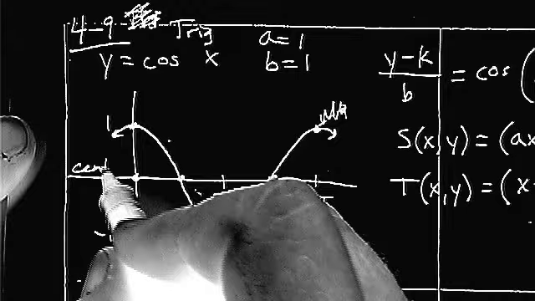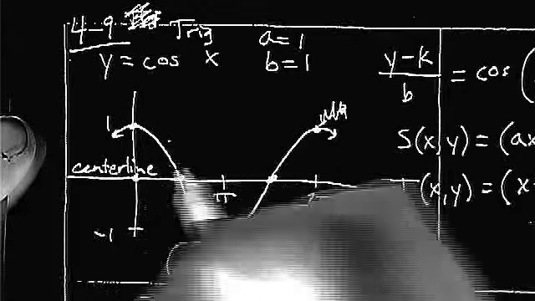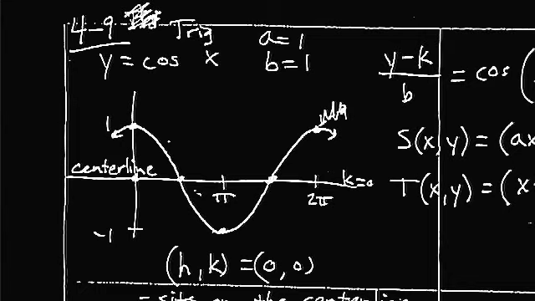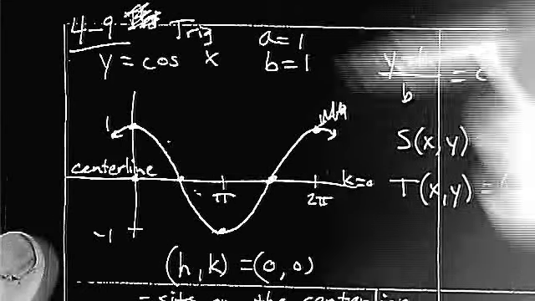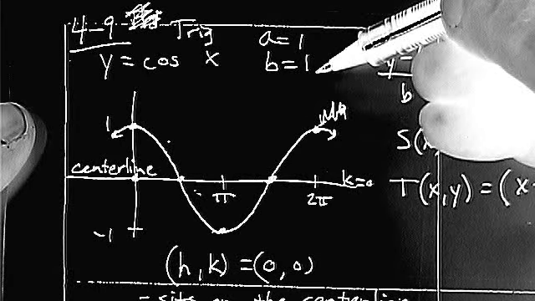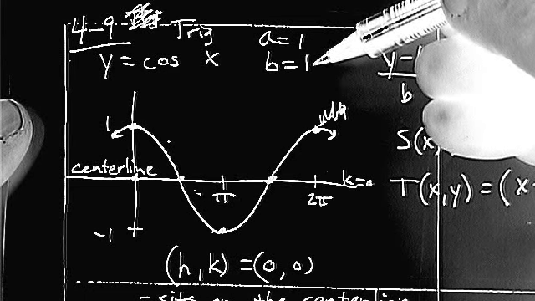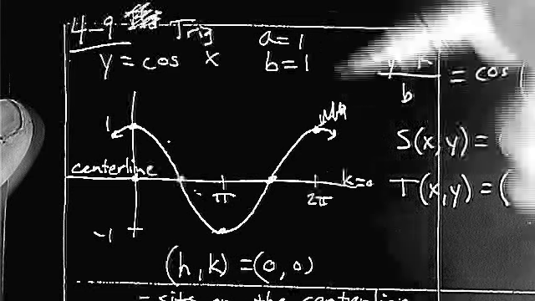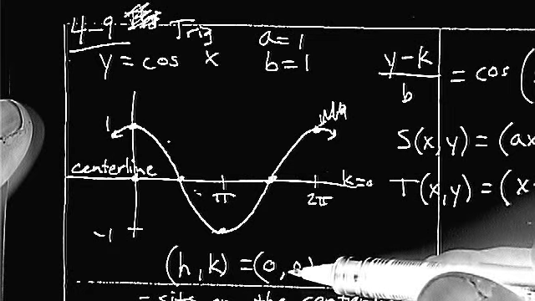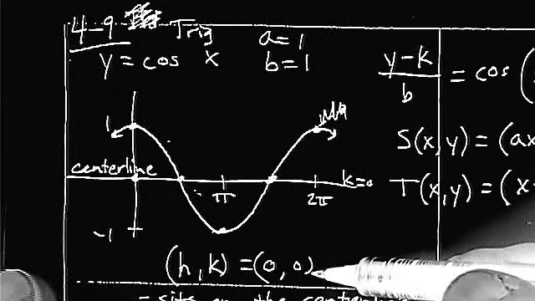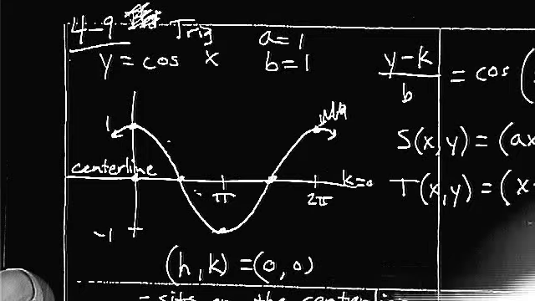This is your center line, right? Since k is equal to 0. We can tell that there's been no scale change done. A and B are both 1s. No scale change whatsoever. HK, nothing's been added or subtracted to either the x or the y. So HK must be 0, 0.